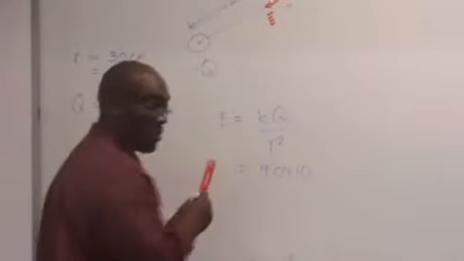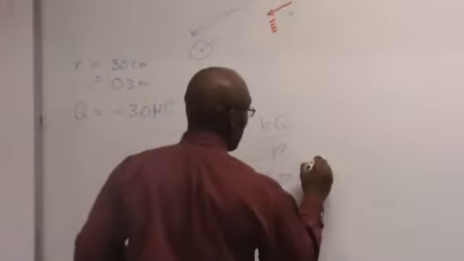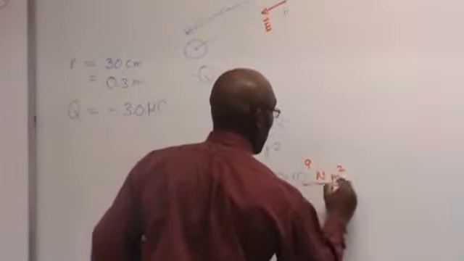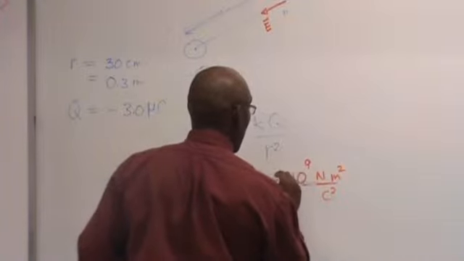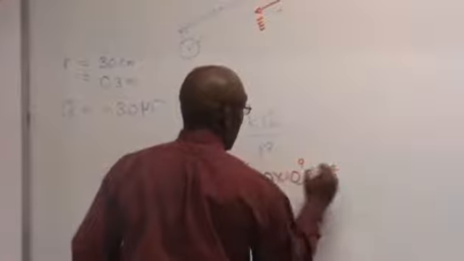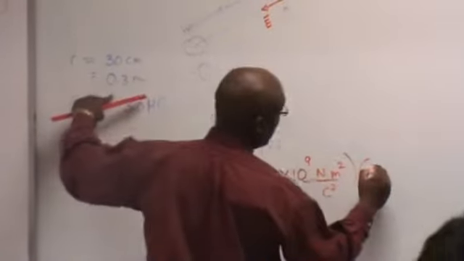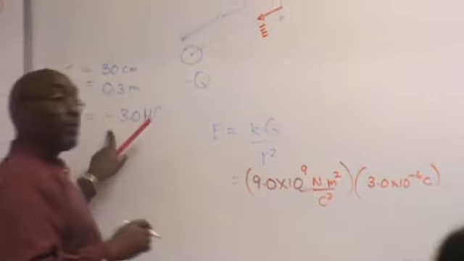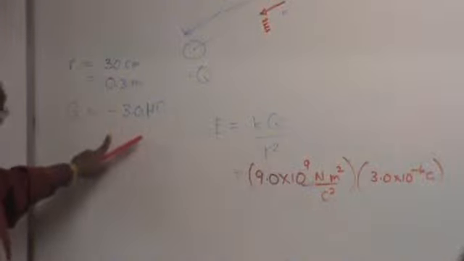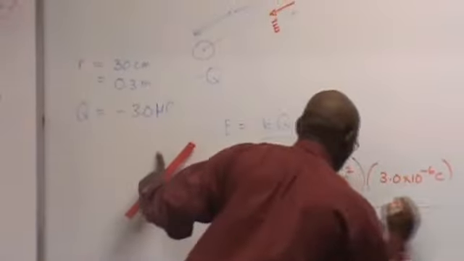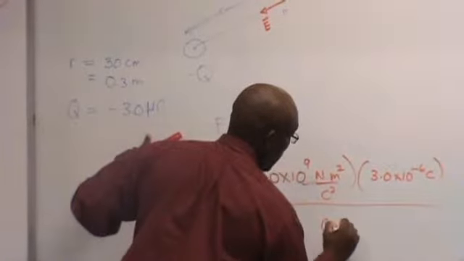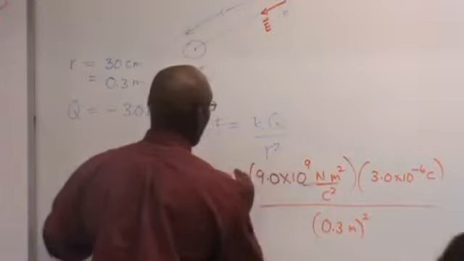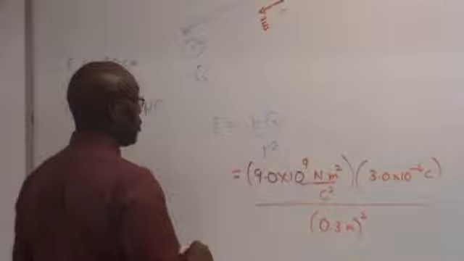9.0 times 10 to the 9 Newton meter square, Coulomb square. Times the charge, 3.0 times 10 to the negative 6. Once again, don't worry about the negative sign. We're just calculating the magnitude of this charge right now. Divided by 0.3 meter squared.